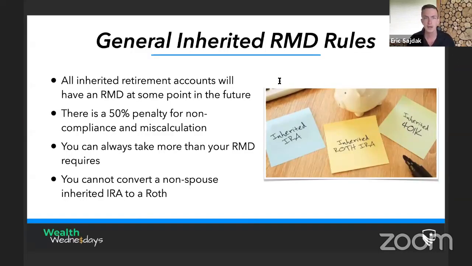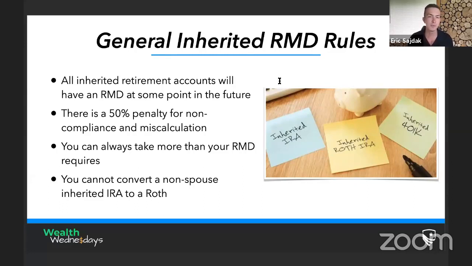Okay. So just like you have to take RMDs, required minimum distributions, on your own traditional IRAs, you are also required to take minimum distributions off inherited retirement accounts. That includes both traditional IRAs as well as Roth IRAs, and really just any tax deferred account in general. So if you inherited a 401k, that will have an RMD at some point in the future. And these rules change based on when that account owner passed away. We'll talk about the two different estate planning regimes we now have to plan under.